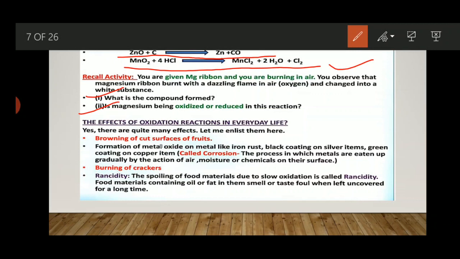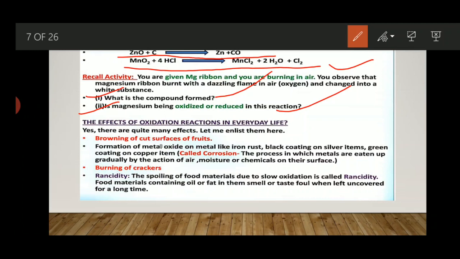See, whenever a magnesium ribbon is burned with oxygen, it will form a white color precipitate of magnesium oxide. So it is oxidized, meaning magnesium gets combined with oxygen and forms magnesium oxide. So magnesium undergoes an oxidation process or oxidation reaction. The compound formed is magnesium oxide. So this is all about this activity and the answer of this activity.